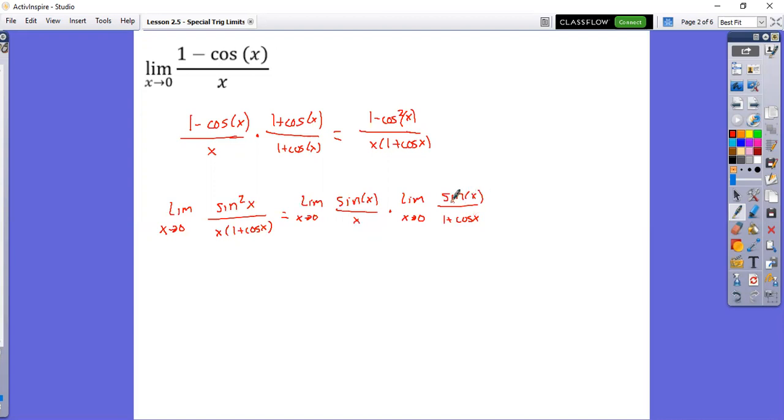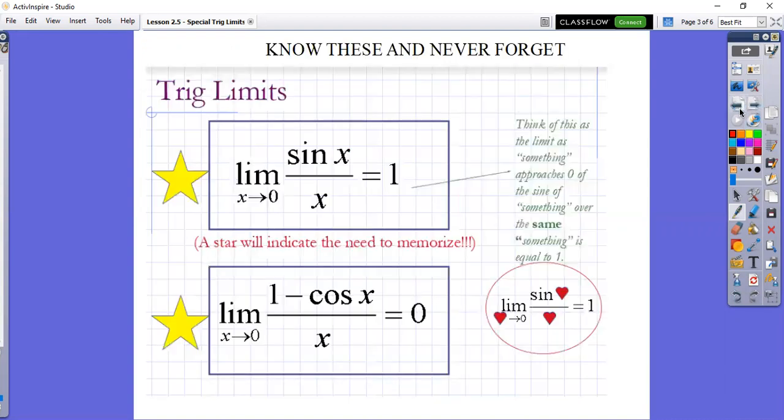And now this is helpful because I can actually do both of these limits. We proved this limit last time. This limit is 1 times this limit; sine of 0 is 0, but cosine of 0 is 1. So this is 1 times 0 over 2, which is 1 times 0, which is equal to 0. So this limit as x approaches 0 of 1 minus cosine of x over x is equal to 0. This is our second special trig limit. So we have two special trig limits. They are the limit as x approaches 0 of sine of x over x, which is equal to 1, and then the limit as x approaches 0 of 1 minus cosine of x over x, which is equal to 0.